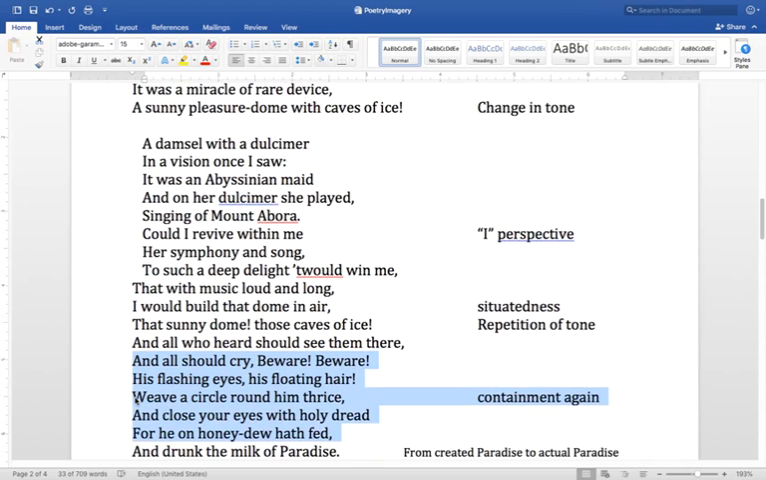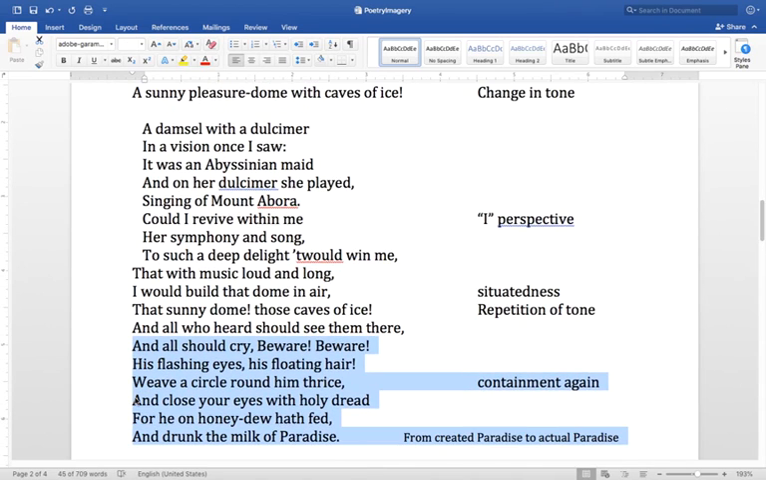His flashing eyes, his floating hair, weave a circle round him thrice. And again, the circle round him thrice. We see the repeated image in Coleridge's poem of containment. And close your eyes with holy dread, for he on honeydew hath fed and drunk the milk of paradise.